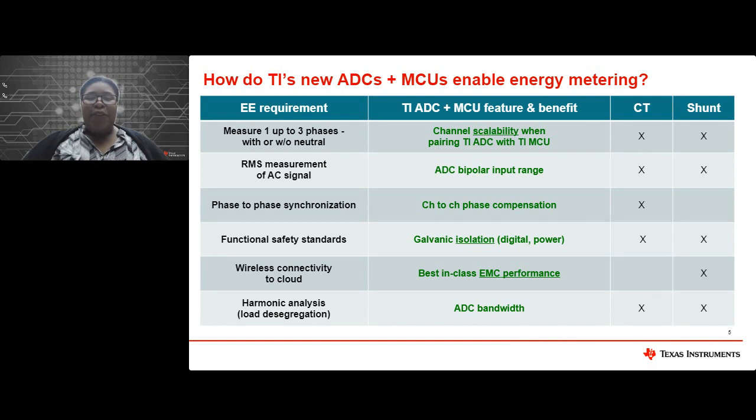So one thing that we do want to discuss is give you a little bit of a view of how TI's ADCs help with enabling energy metering. Well, the first thing is you can see for both CT, which is current transformer, and shunt metering, you can do from one phase all the way up to 3 phases with or without a neutral measurement. You also get RMS measurements of AC signals, and it can also do an ADC bipolar input range.